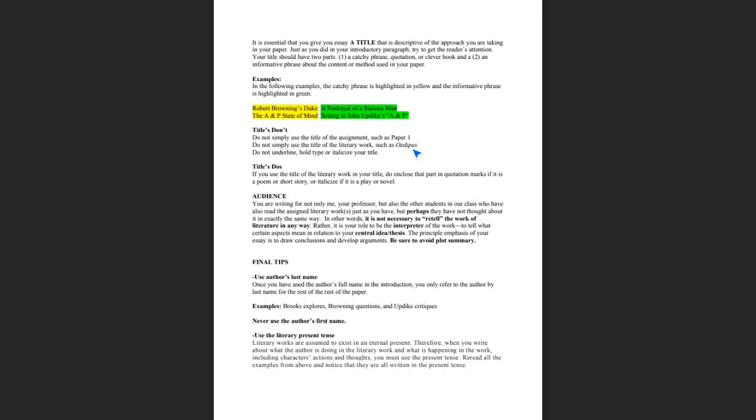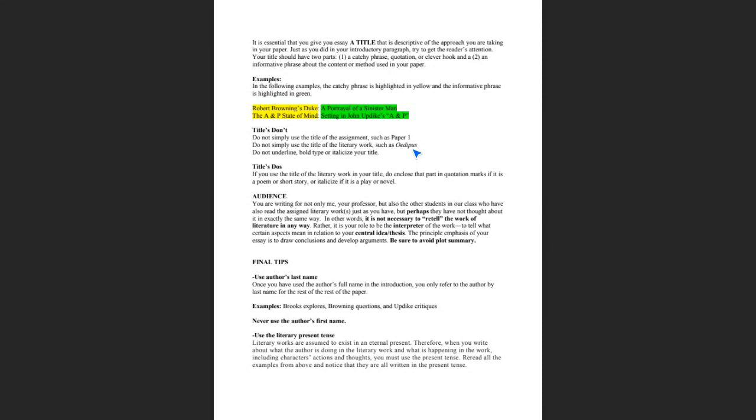In terms of your audience, let's be realistic. For your courses, you're writing for your professor. It is your professor who is going to read your work, right? But at the same time, for a literature course, you're also thinking of the other students in the class because those students have also read the literary work. However, their interpretation of the literary work may be very different than your interpretation of the literary work.